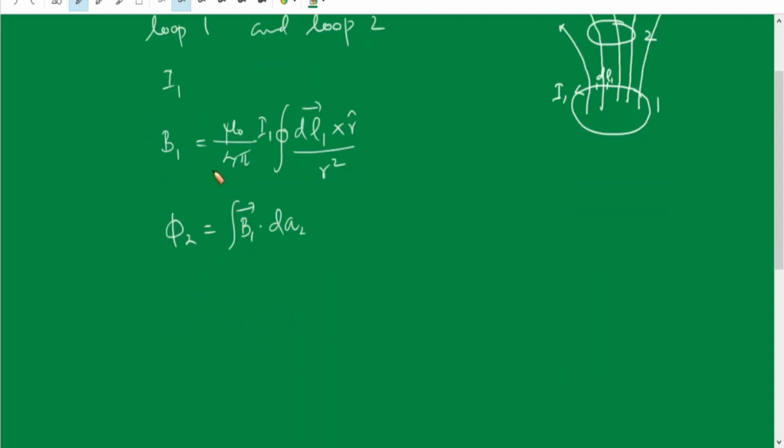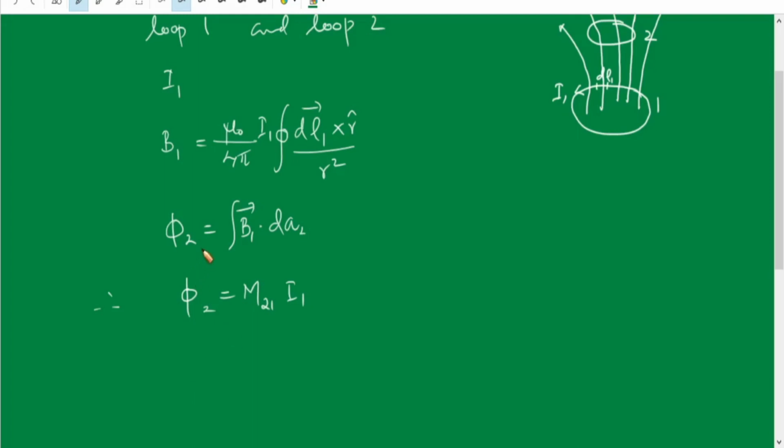Now this B1 is proportional to I1. The magnetic field B1 is proportional to the current I1. Therefore, the flux phi 2 is proportional to I1, or we can write it as a constant of proportionality, M21, times I1. Phi 2 is proportional to I1 because phi 2 is the integral of B1 dot dA2, and B1 is proportional to I1. So this is the magnetic flux through the loop.